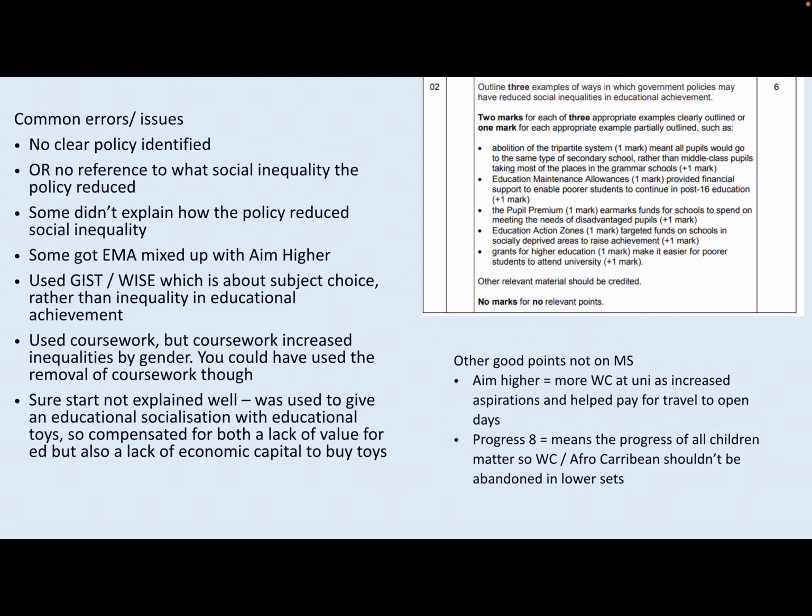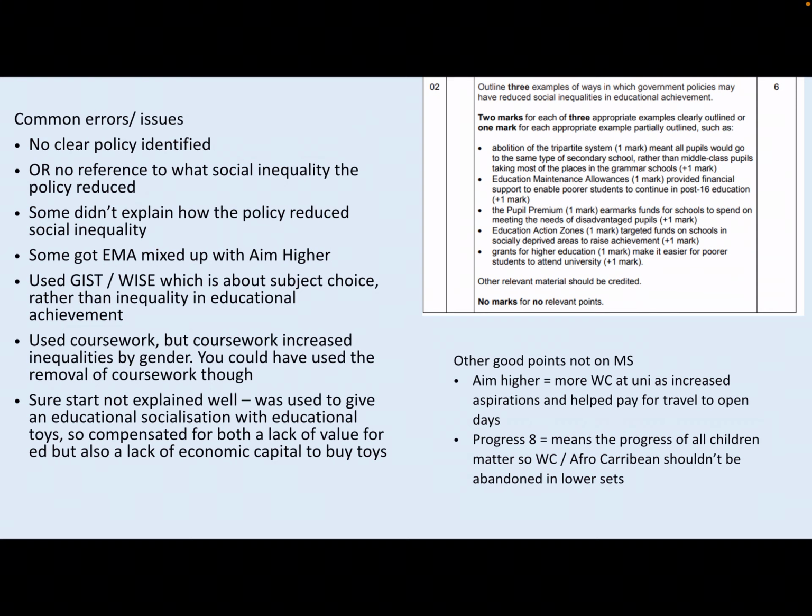Some of you talked about setting and streaming, and that's not a policy, for example, that's the effect of a policy like league tables. Or some of you correctly identified a policy but didn't tell me what type of social inequality the policy reduced. You had to tell me. And obviously it says social inequalities, so you could talk about class, gender or ethnicity, although most of you did focus on class.